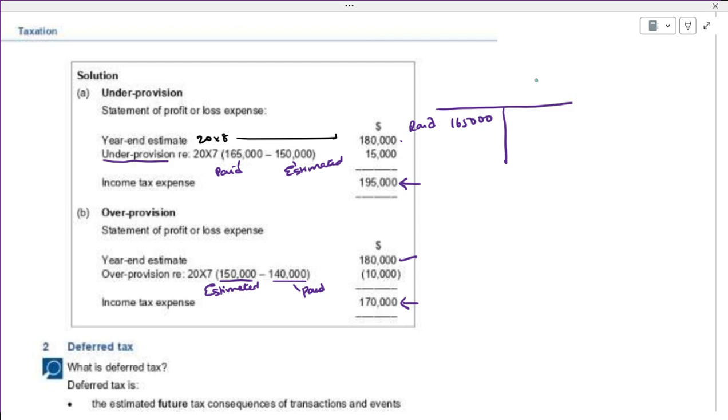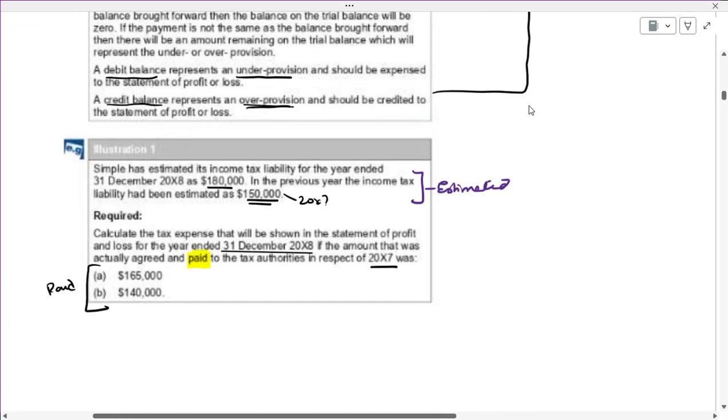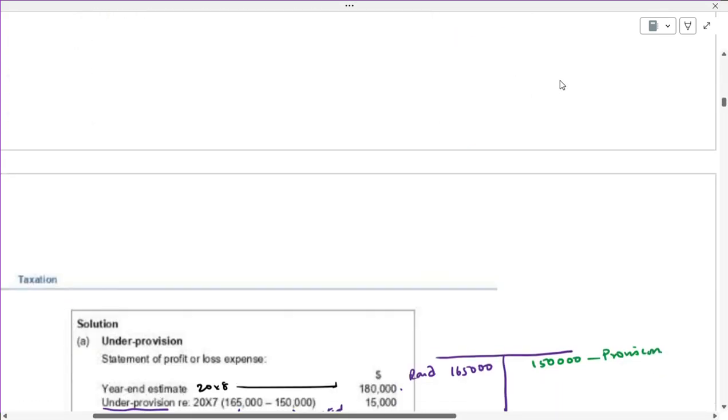It is saying the company agreed to pay. It doesn't seem like they paid. Agreed to pay. This is the provision for last year. Actually, agreed and paid to the tax authority.